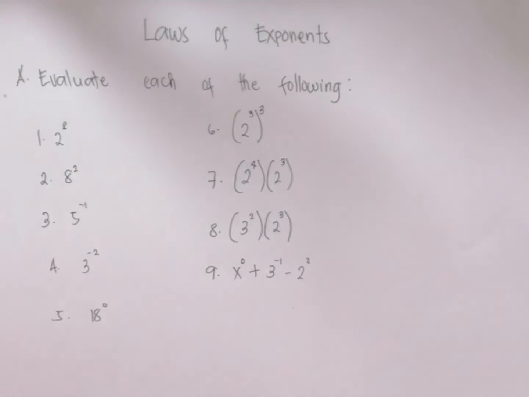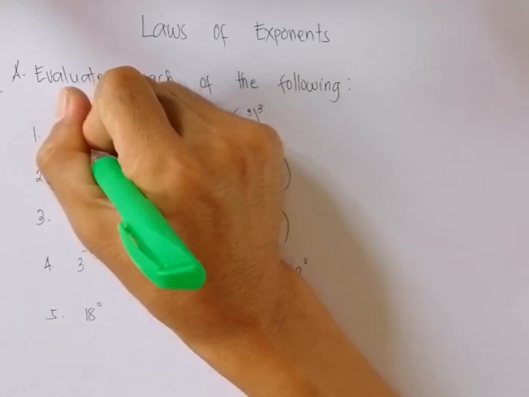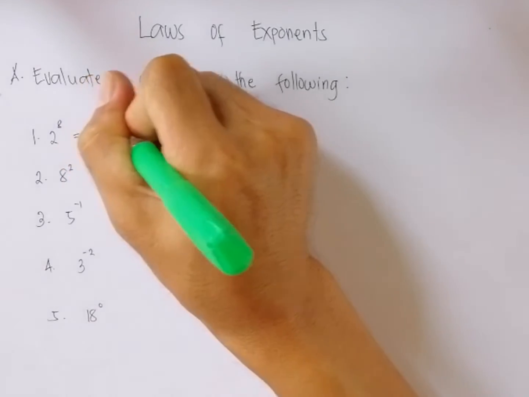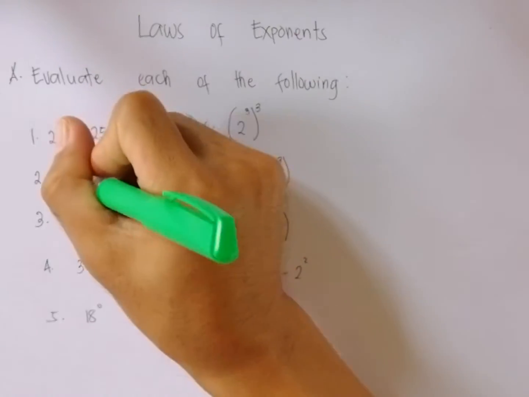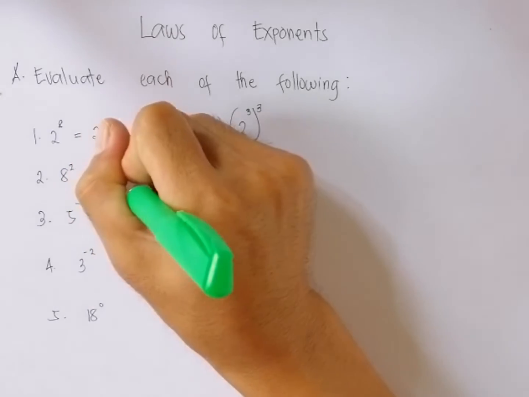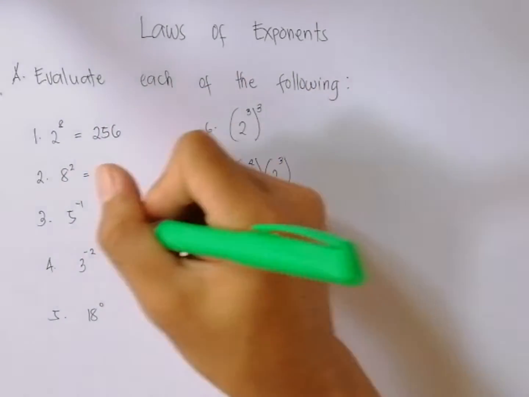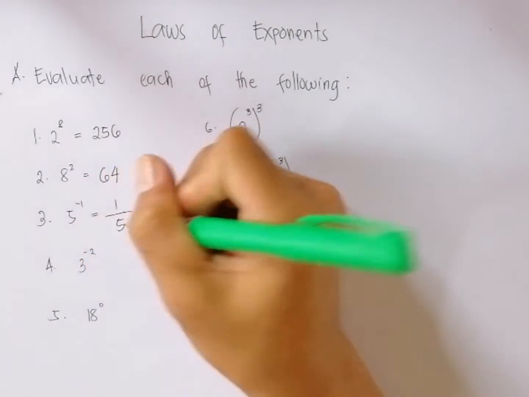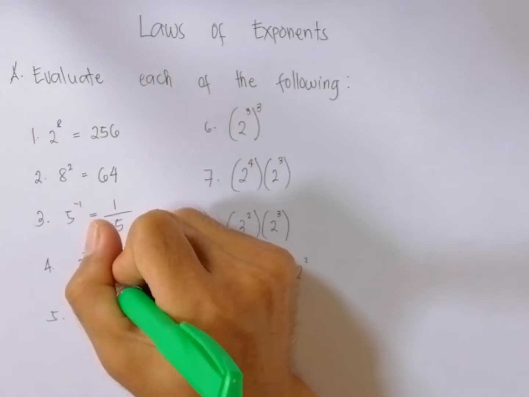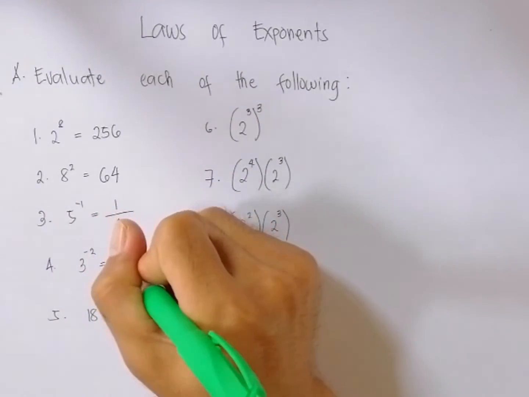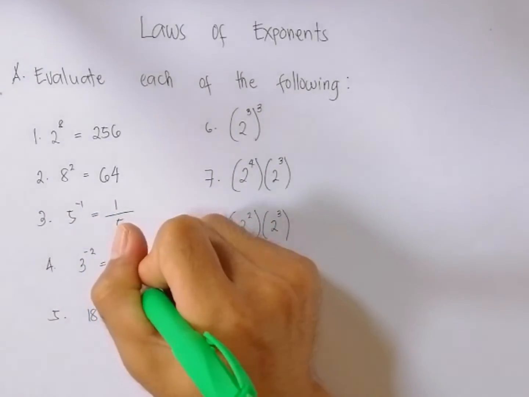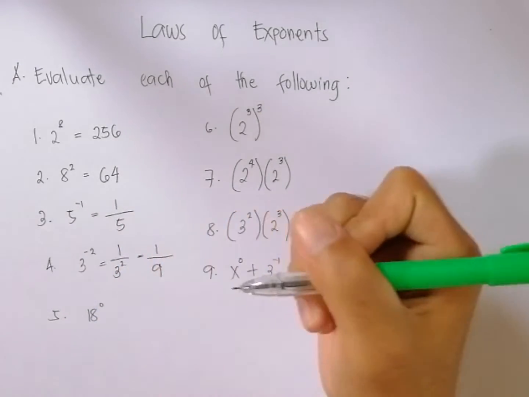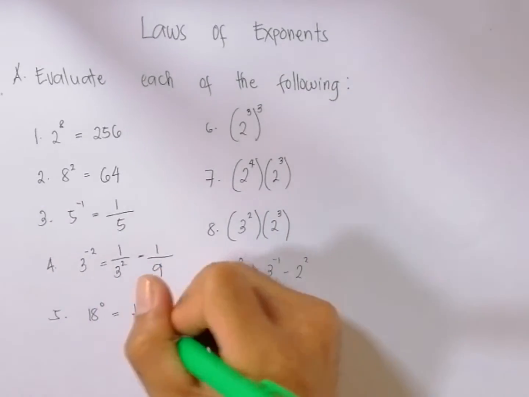Evaluate each of the following. Number 1. 2 raised to 8 is equal to 256. Number 2. 8 squared is equal to 64. Number 3. 5 raised to the power of negative 1 is 1 over 5. Number 4. That is 1 over 3 squared, or that is 1 over 9. 18 raised to the power of 0 is equal to 1.